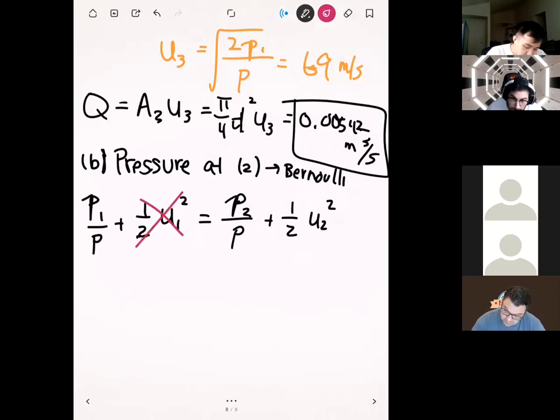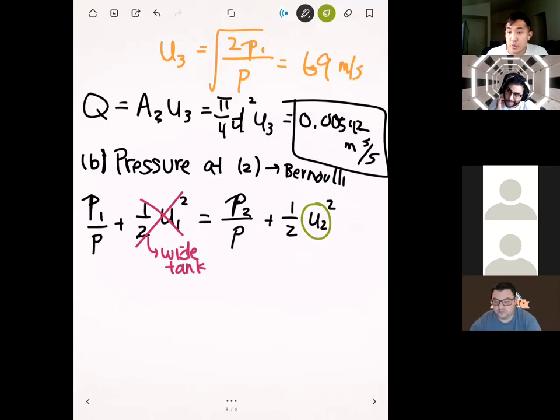And so right away, let's cancel out this term, because remember, this is a wide tank, and so the velocity at location 1 is going to be effectively 0. In order to solve for the pressure at point 2, we also need to know the velocity at point 2. We don't know the velocity at location 2, but what we do know now from part A is the flow rate. Because flow rate has to be constant throughout the entire system, we can use this fact and conservation of mass to solve for the velocity at point 2.